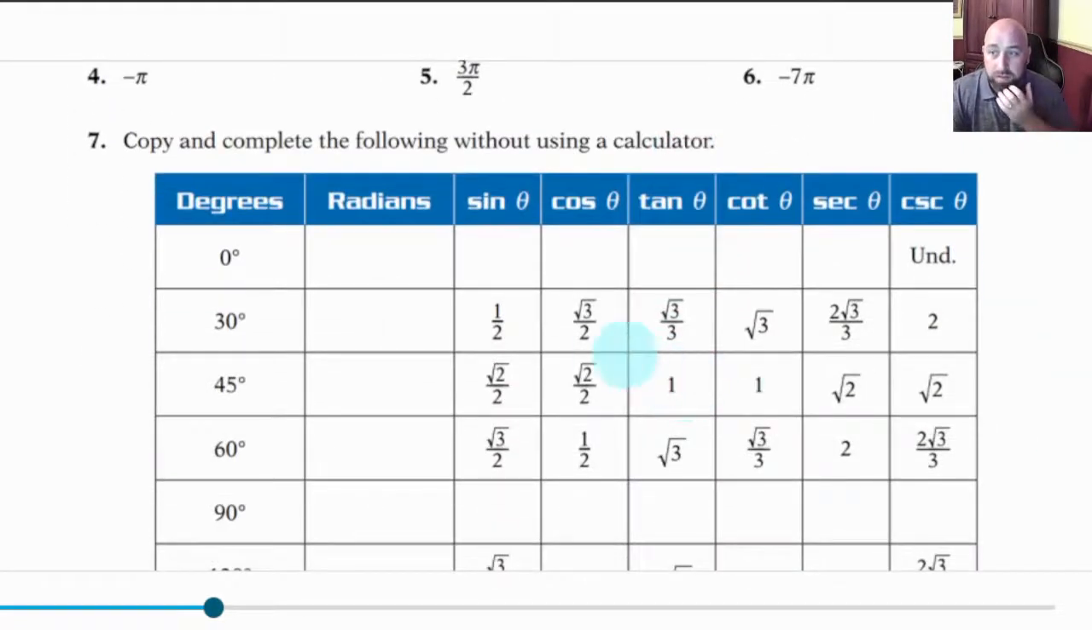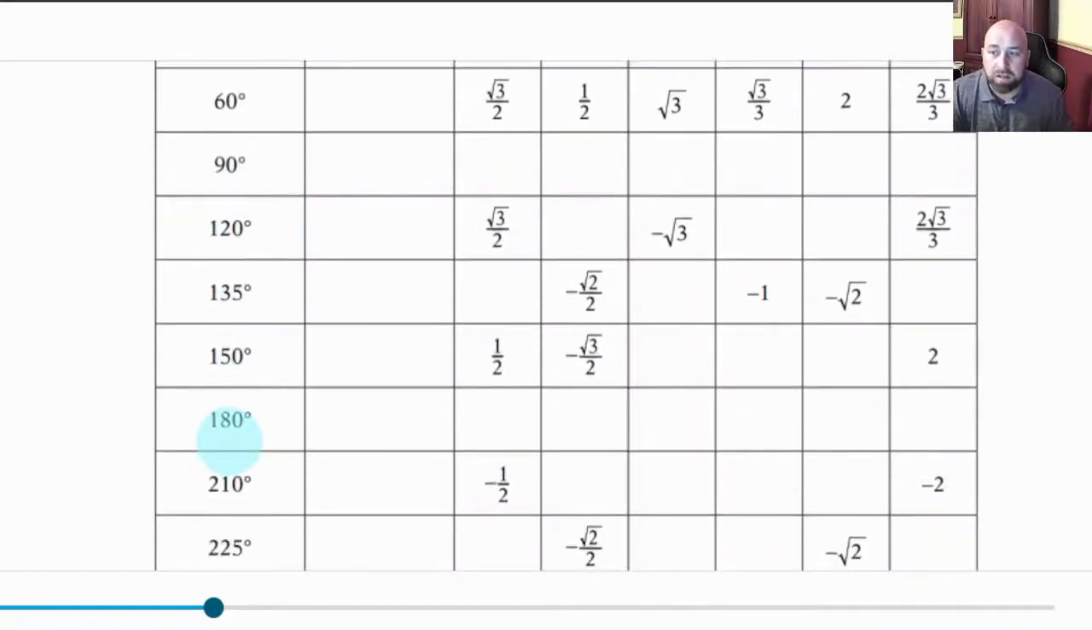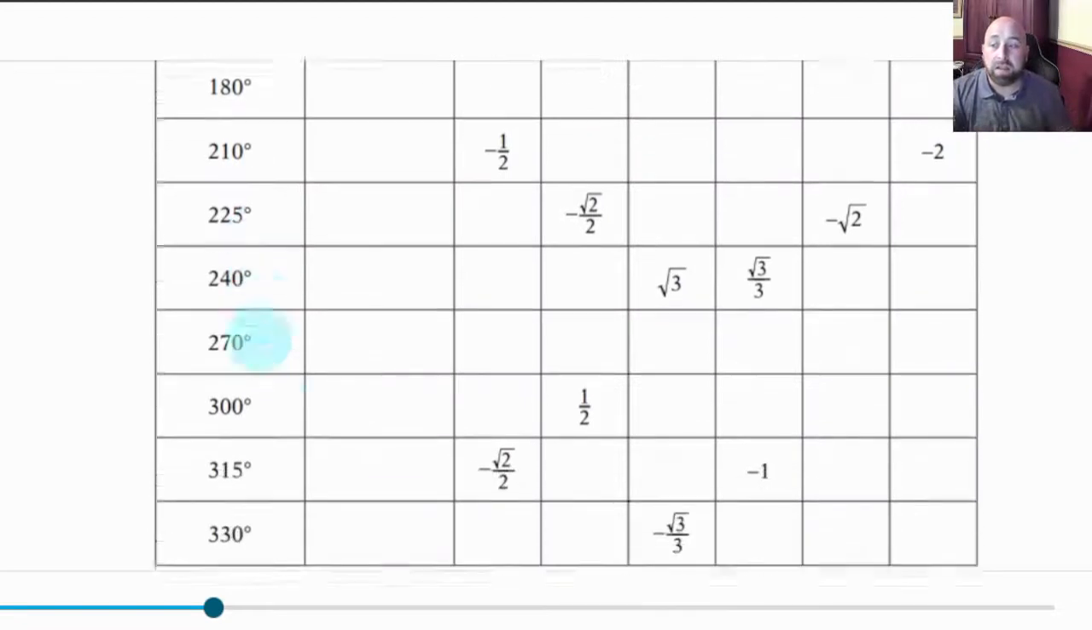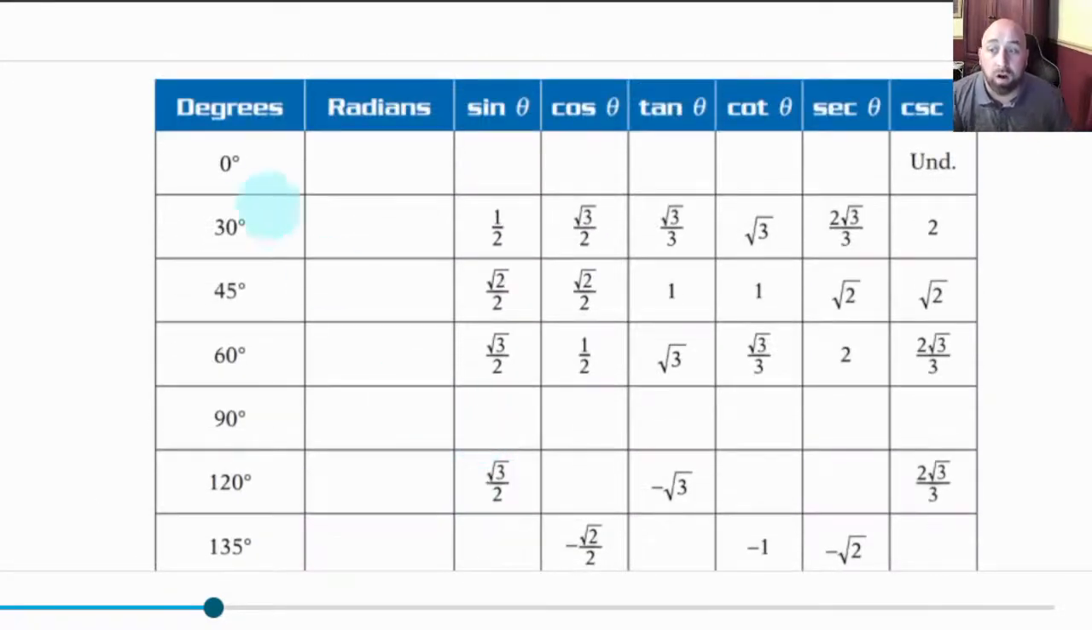We went through those. And so notice 0, 30, 60, 90, 45. Okay, these are the special angles right here. Notice in this next set, these are just the special angles in quadrant 2. Then you have here 210, 225. These are the special angles in quadrant 3. And then you come down here to 270, 300, 315. Those are the special angles in quadrant number 4. So all you're doing here is you're filling in all of the information based on those charts that we've done.